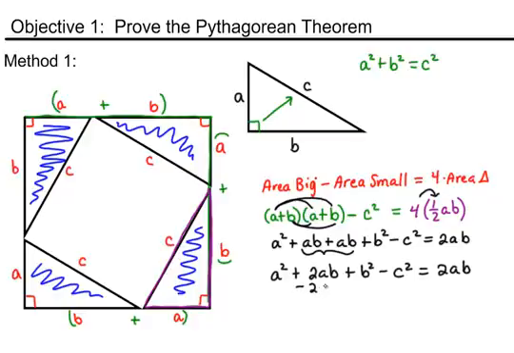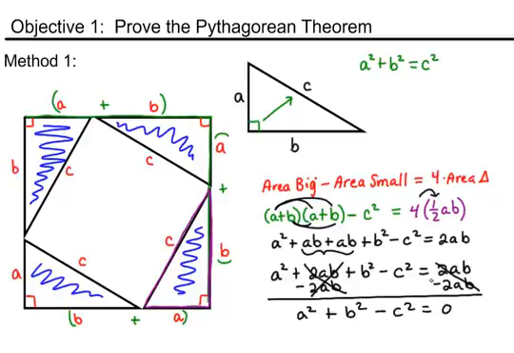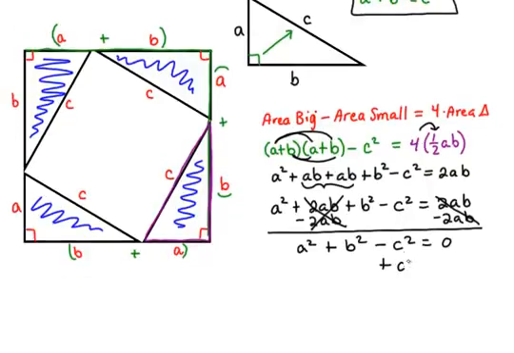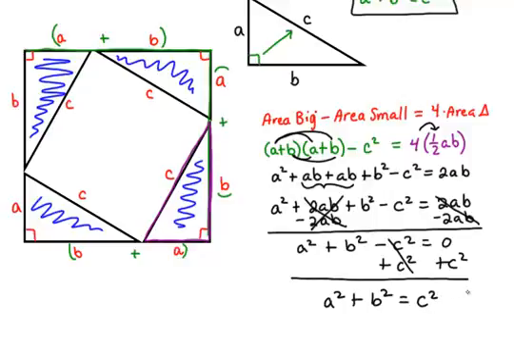Hey, I can subtract the 2AB from here. Oh, those are gone as well. So on this side we have equals 0. So we have A squared plus B squared minus C squared. But remember, we want A squared plus B squared equals C squared. So all we have to do is move the C squared over. So now we have A squared plus B squared equals C squared. So that's how we prove algebraically the Pythagorean theorem.